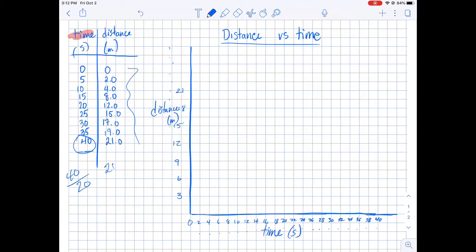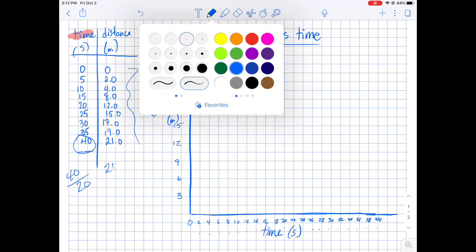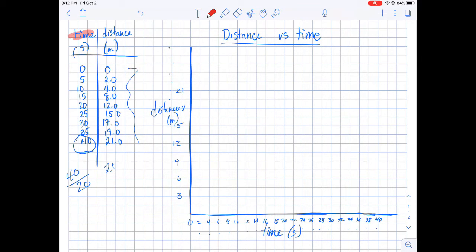So my first point is going to be at 0, 0. I'm going to draw my point here, and I'm going to draw a little circle around it so it's easy to find. I'm using red here so that it pops. My next one is going to be at a time of 5 seconds, which is halfway between 4 and 6, and it's going to be at 2. I'm going to put it about here because it's a little past the halfway mark. If I were being a little more careful, I'd make it a little closer to the line here.